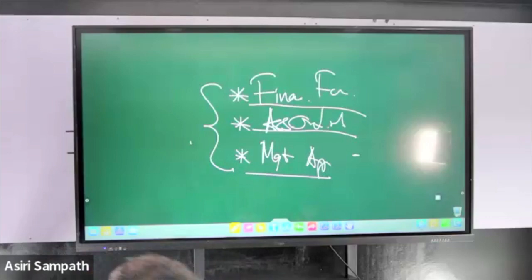Example for transactions: paid water bill, paid electricity bill, paid telephone bills. Okay. Another example: bought a motor vehicle for rupees 5 million.